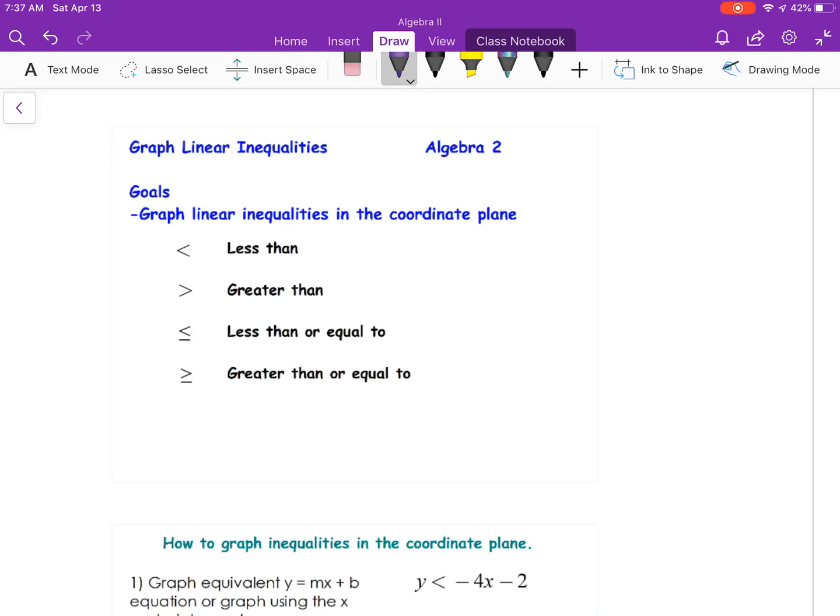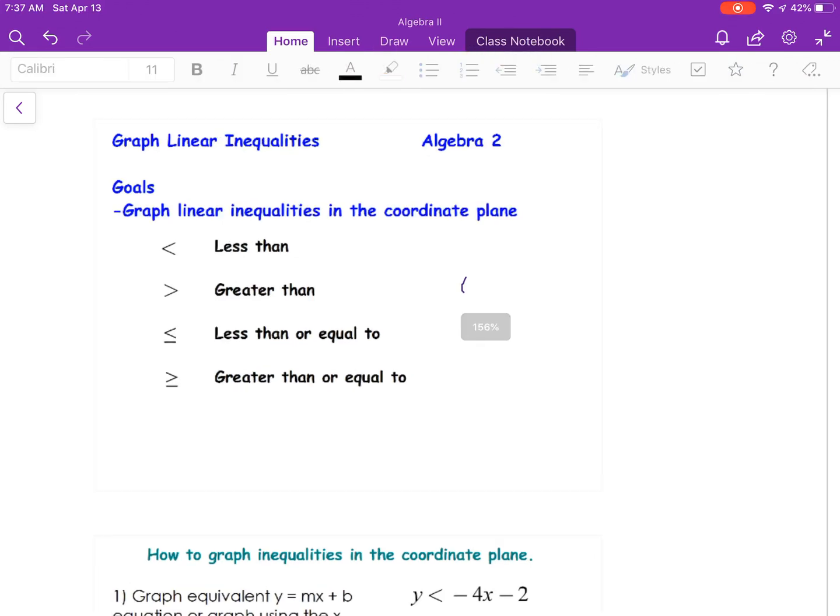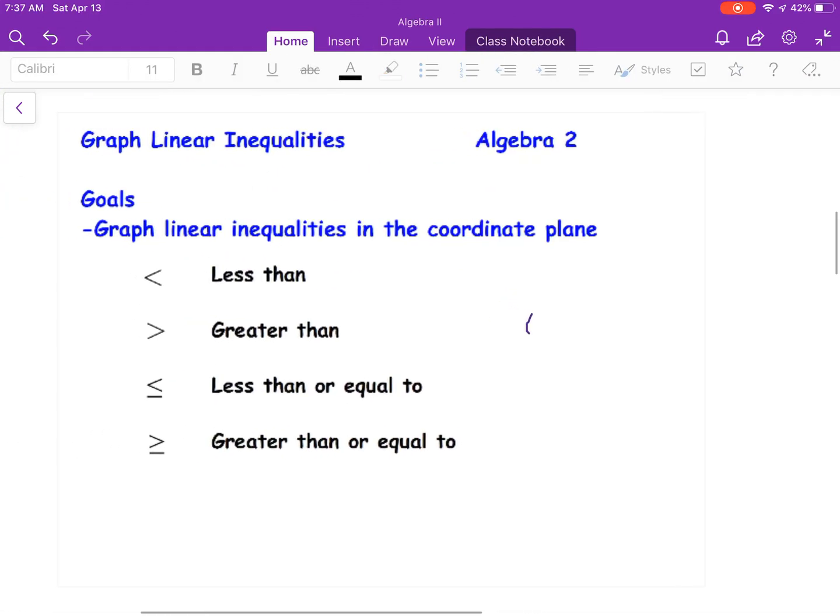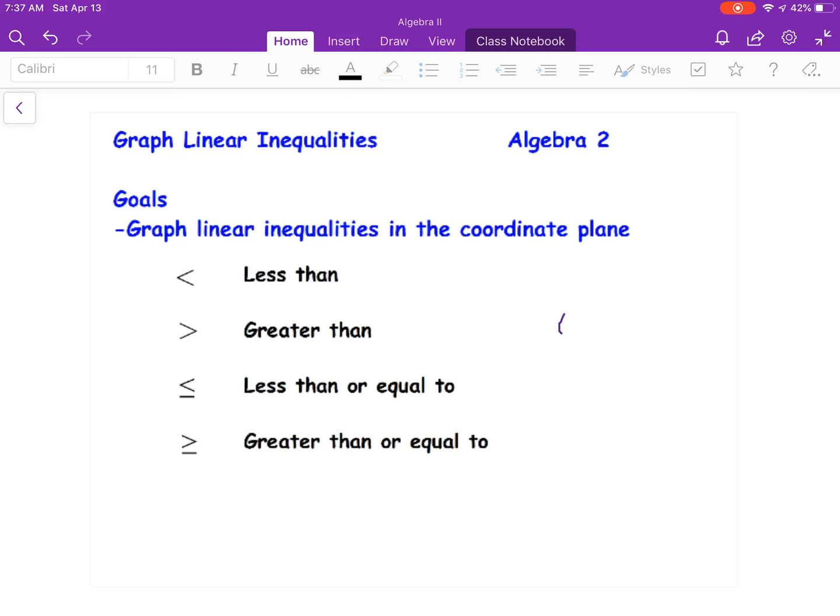Okay, graphing linear inequalities. I want to start this off with something that you might have done in the past and try to relate this as much as possible to what we'll be doing here. Just a quick review of your four inequalities: less than, greater than, less than or equal to, or greater than or equal to.